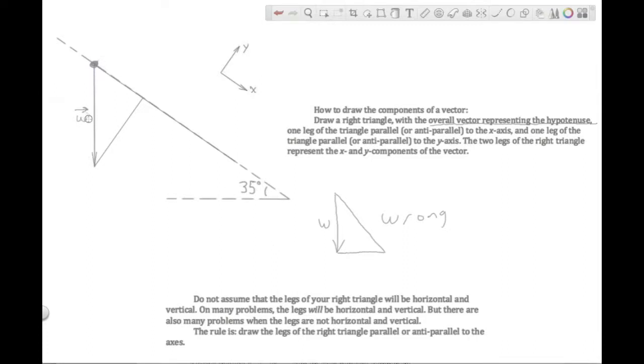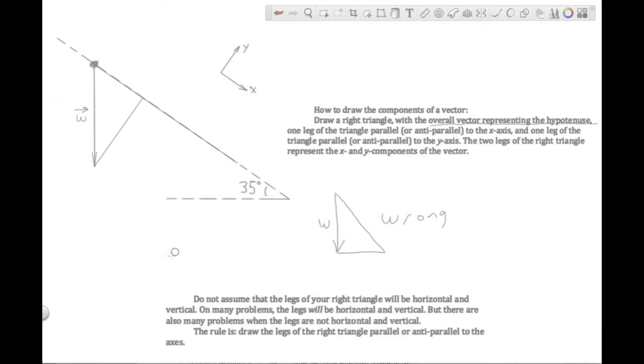This is a difficult triangle for students to draw because it feels weird for the hypotenuse to be vertical. Students are not used to seeing a vertical hypotenuse, but we just have to get used to that. There's actually quite a few cases in physics where we'll end up drawing a right triangle like this with a vertical hypotenuse and slanted legs.